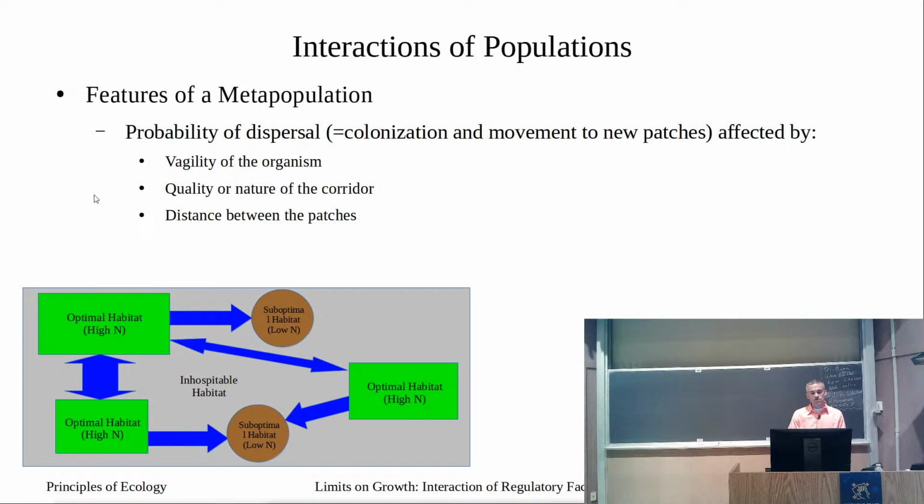The probability of dispersal between these habitats is affected by three main things. First, the vagility of our organism, and we've talked about that before. If an organism can move, they're more likely to disperse. If an organism can't move, they're not likely to disperse. All right? Simple idea. The second thing is the quality or the nature of the corridor itself. Some corridors are going to be great for movement. They're great for dispersal. The organism's going to feel some sort of protection. They're going to move freely through there. Other corridors, not so much.